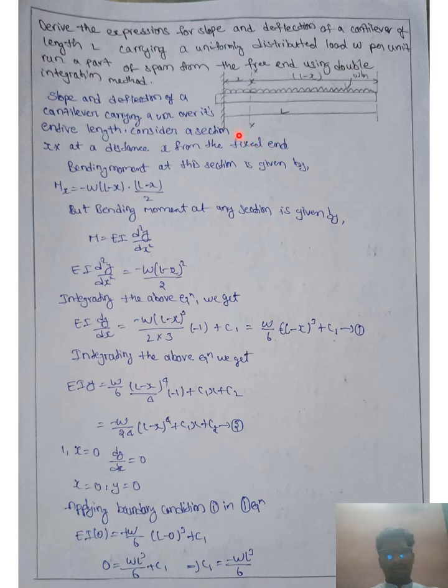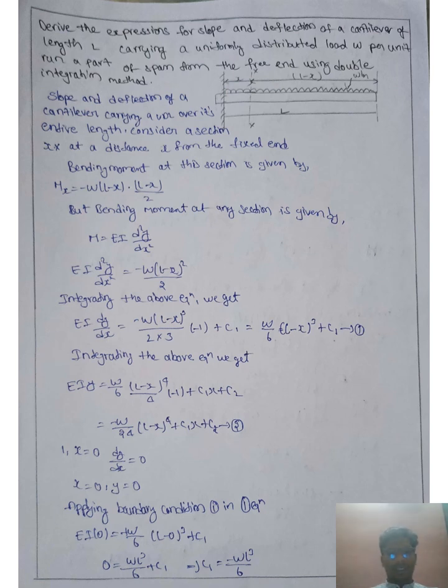By seeing the figure, we can understand the length of the loaded part. The first part is x and the other part is L minus x. The total load is W. Now the slope and deflection of the cantilever beam: consider a section at a distance x from the fixed end.